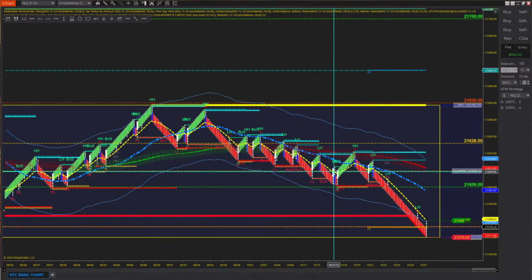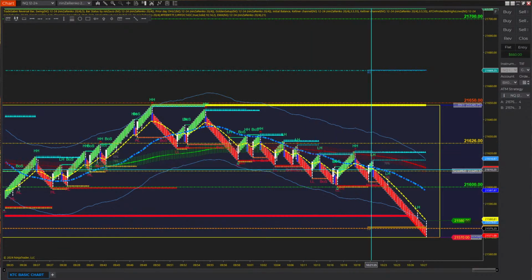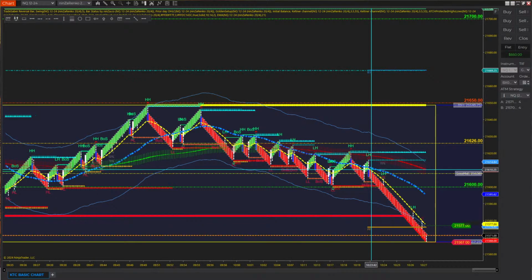Well, here you got a green one here, but why would you be buying against the overall trend and the momentum that's going against you? So I wouldn't even enter that trade. So there it's going down. I missed that trade.